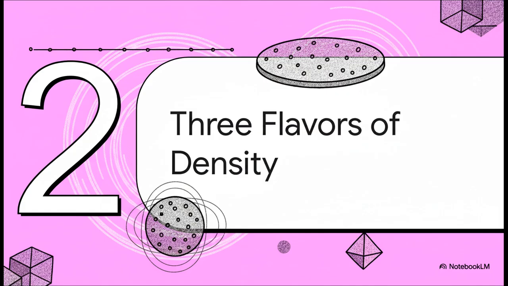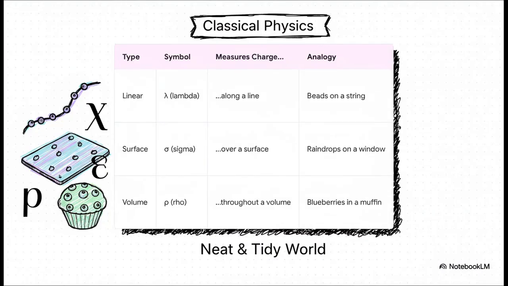Okay, but that word space can mean a few different things. It could be a one-dimensional line, a two-dimensional area, or a three-dimensional volume. And depending on the shape of the object we're looking at, this gives us three different, let's call them flavors, of charge density. So for a 1D object, like a long, thin wire, we talk about linear charge density. We use the Greek letter lambda for that. Then for a 2D object, say the surface of a metal sheet, we use surface charge density, or sigma. And finally, for a full 3D object, like a charged ball, we've got volume charge density, which we call rho. See? It's a nice, neat, tidy way of looking at the world, all courtesy of classical physics.